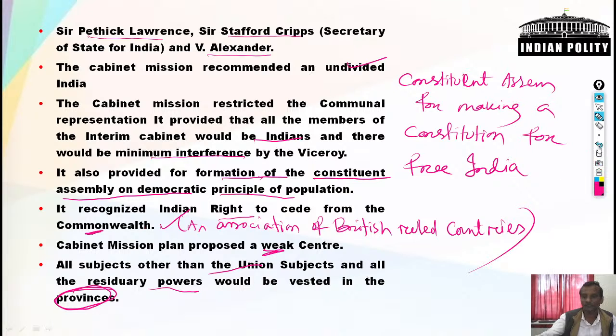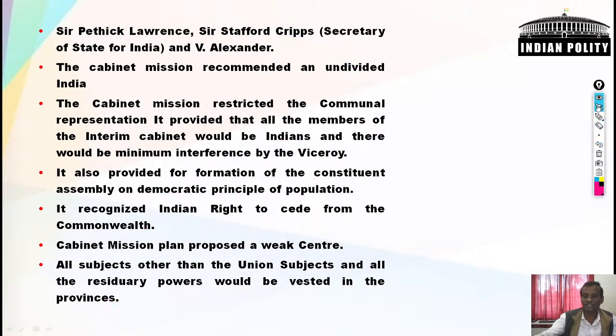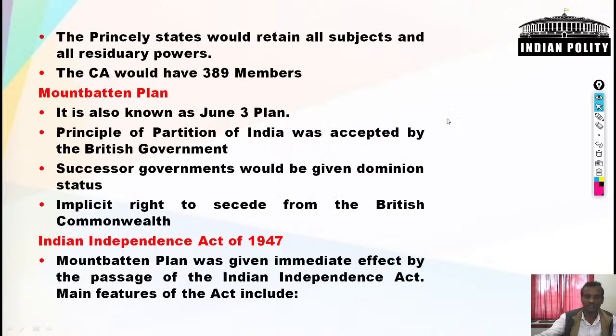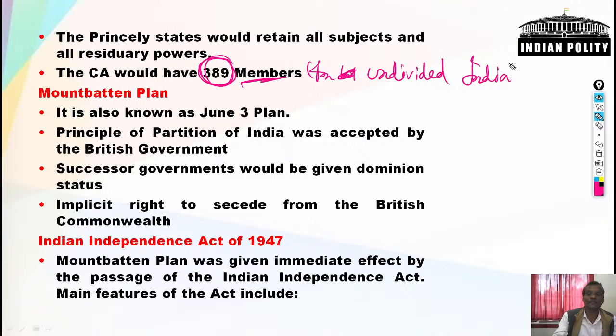Got it? Now we shall move to the last act of the British Parliament, that is the Indian Independence Act. The princely states would retain all subjects on residuary power. The CA would have 389 members, 389 members together for both undivided India. So it did not favor partition.